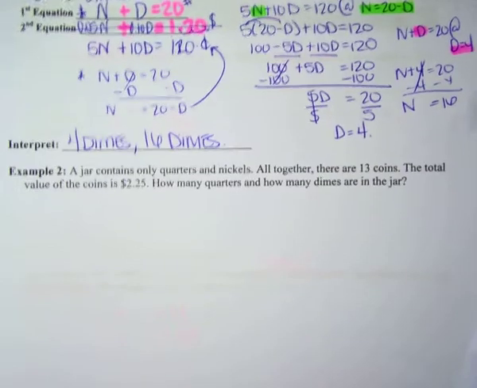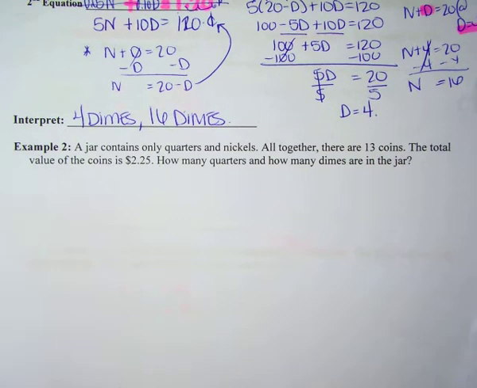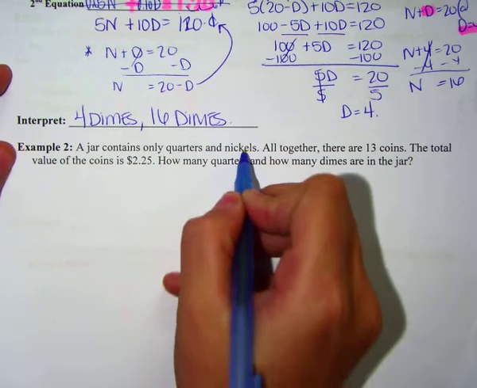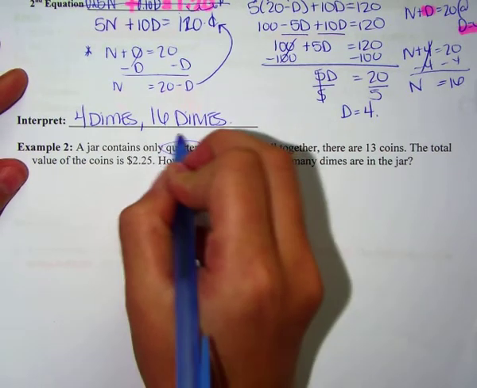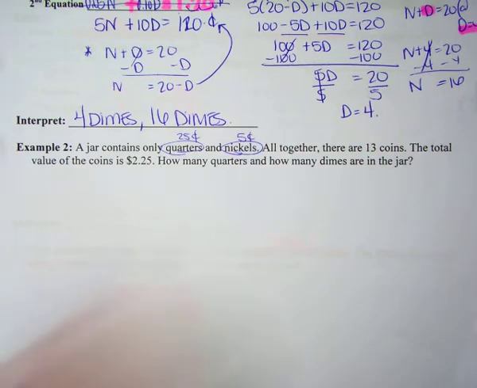Let's do a second example. I'm actually only going to write the equation. I will not be solving it. Here we go. A jar contains only quarters and nickels. Above this, I'm going to write 25 cents. Above this, I'm going to write 5 cents to remind myself that each of those are worth 25 and 5 cents. All together, there are 13 coins.